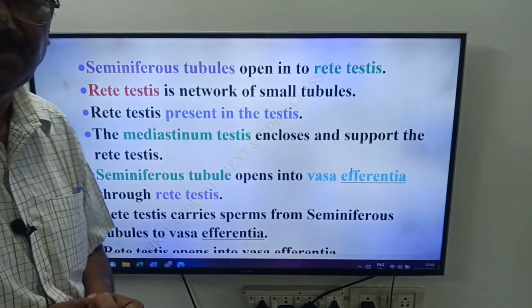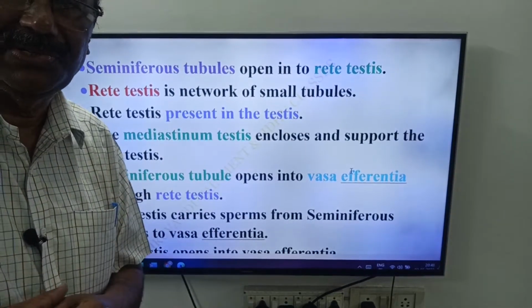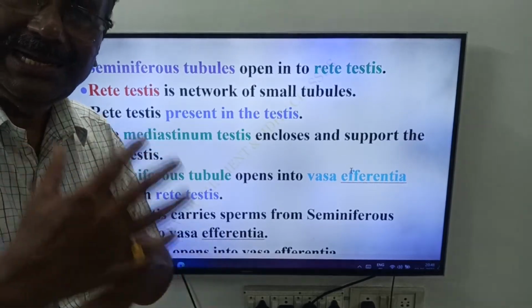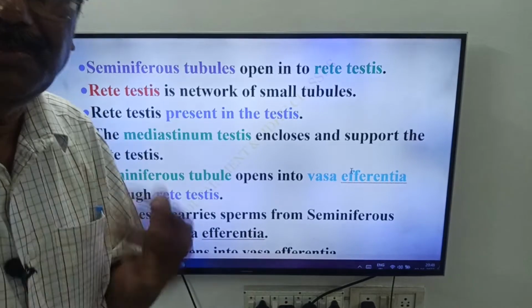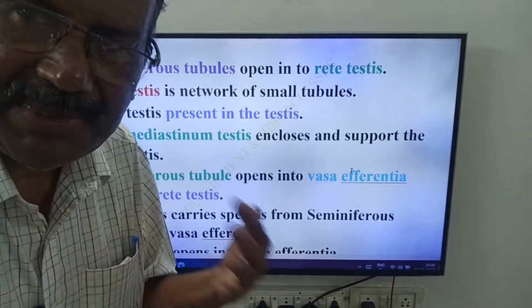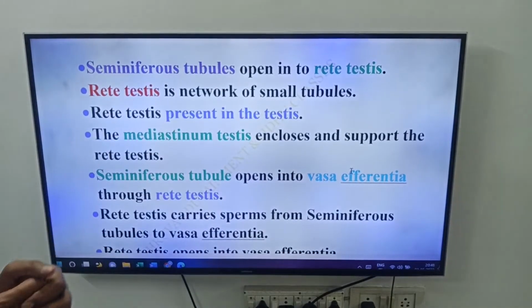One more neat question, friends. Who is supporting the rete testis? The mediastinum testis. The rete testis is present in the mediastinum testis. So the mediastinum testis encloses the rete testis, and the mediastinum testis also supports the rete testis.